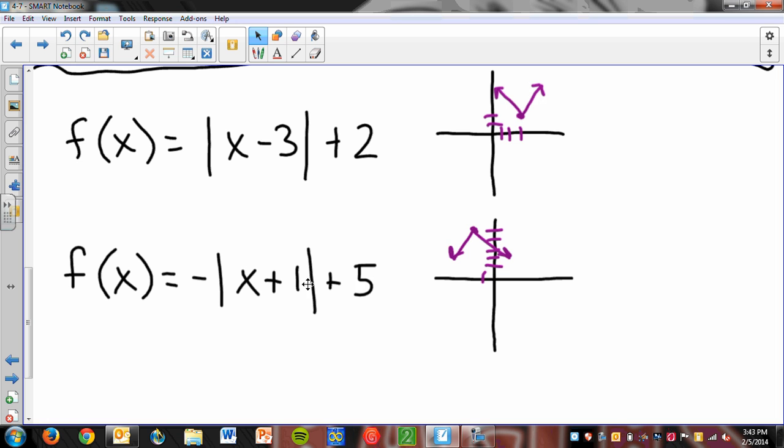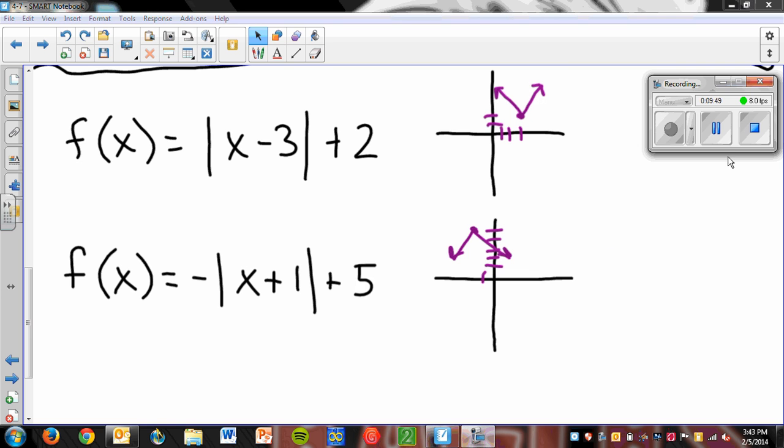Here, we're going to go to the left 1, and then up 5, put your dot, and the negative on the outside tells me it's down. Just be careful. Inside, left and right. Outside, up or down. Negative in front flips your V. It's not going to get too much more complicated than this, and that's pretty much all we have for you.